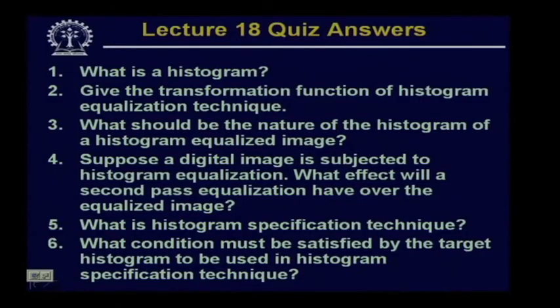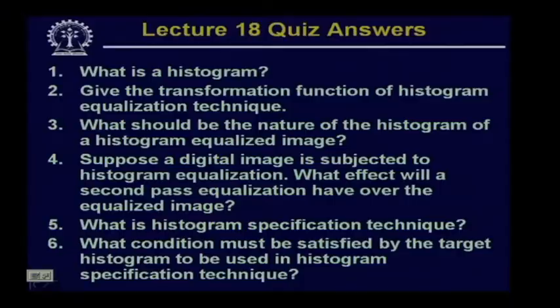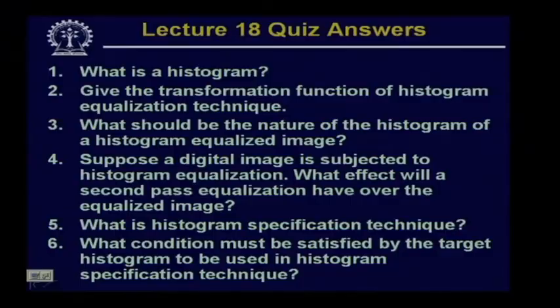The sixth one is again a tricky one. What condition must be satisfied by the target histogram to be used in the histogram specification technique? In the histogram specification technique, the target histogram is used for the inverse transformation, that is G inverse. So, it must be true that the transformation function G has to be monotonically increasing, and that is only possible if the value of p_z(z) is non-zero for every possible value of z. That is the condition that must be satisfied by the target histogram.